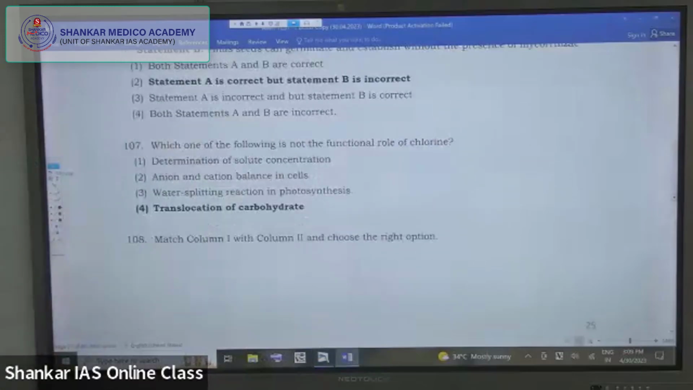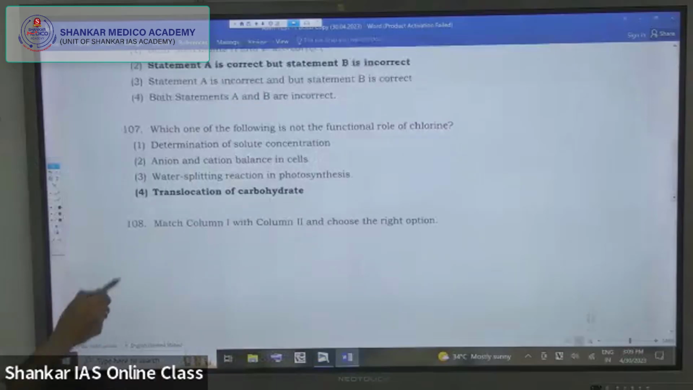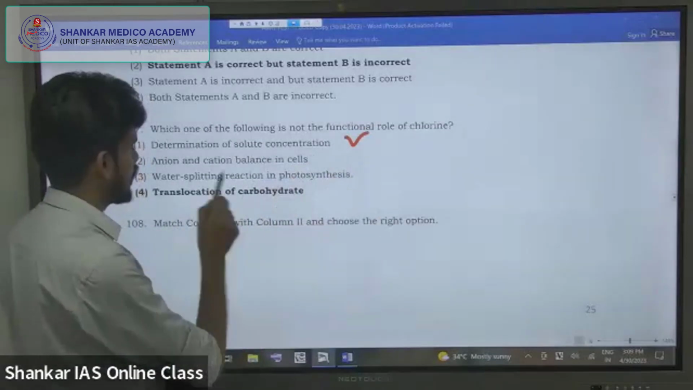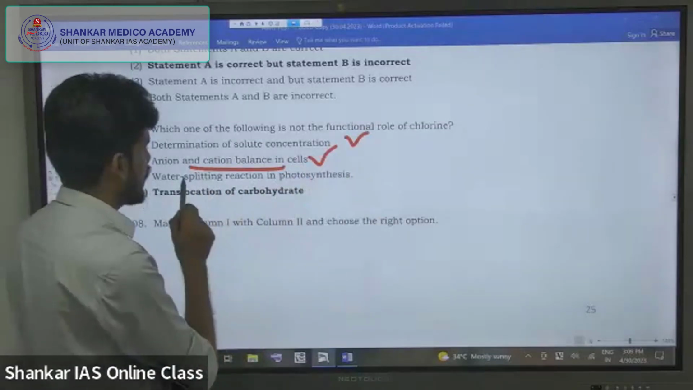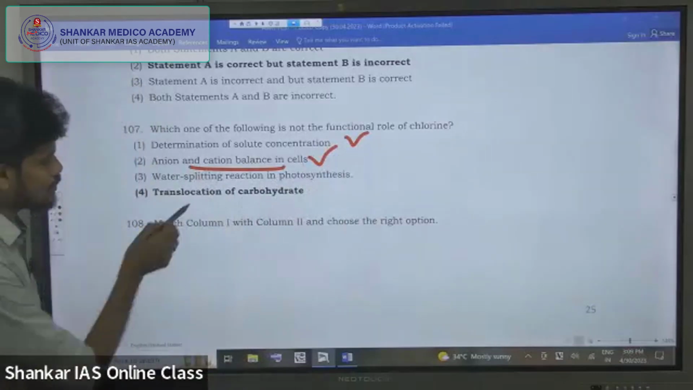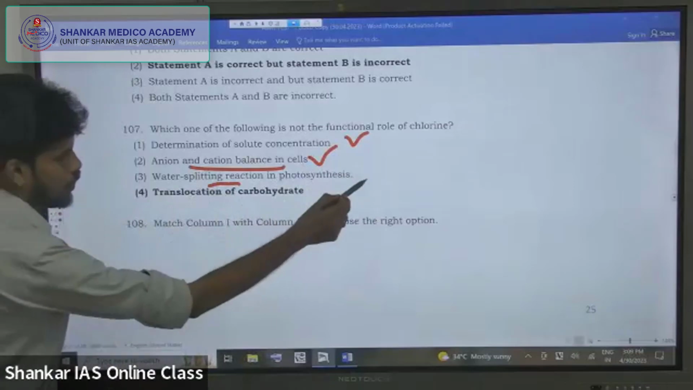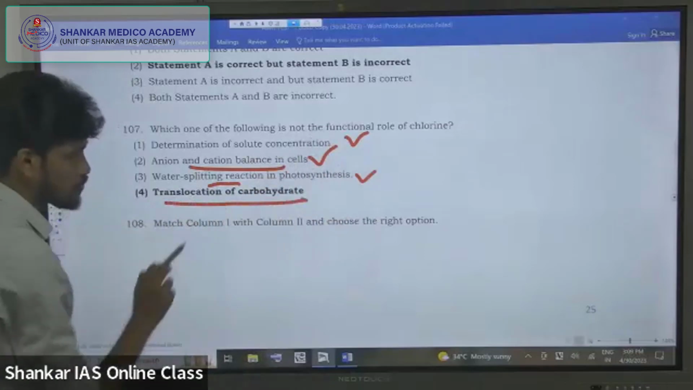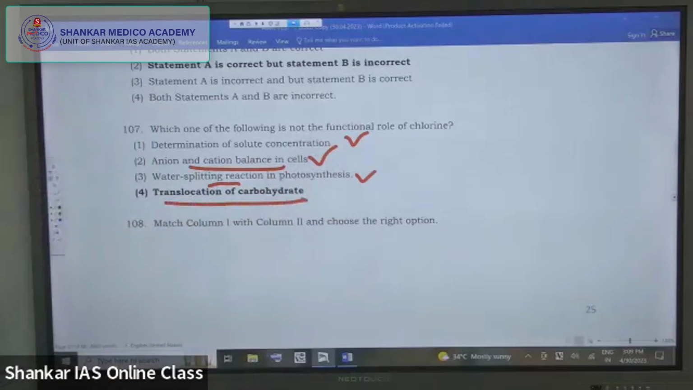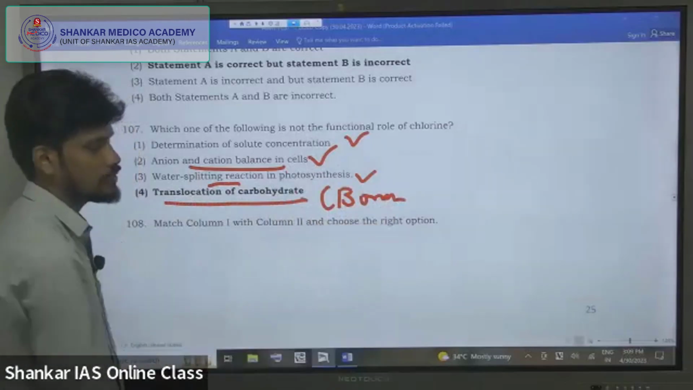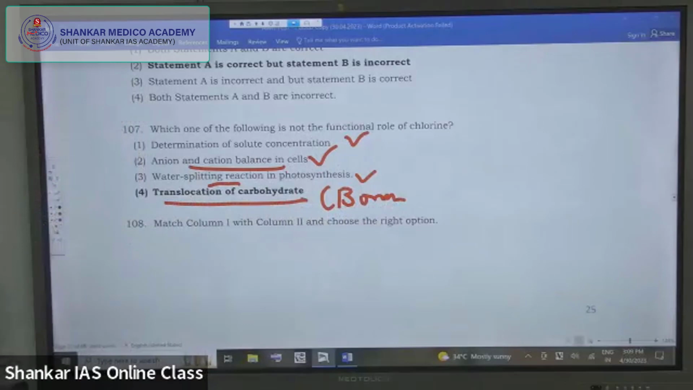Which of the following is not a functional role of chlorine? This question is adapted from mineral nutrition. Chlorine is helpful for solute concentration determination, anion-cation balance, and, the well-known one, water splitting reactions are carried out with chlorine. But the 4th option is carbohydrate translocation. That function belongs to boron, not chlorine. So the 4th option will be wrong.